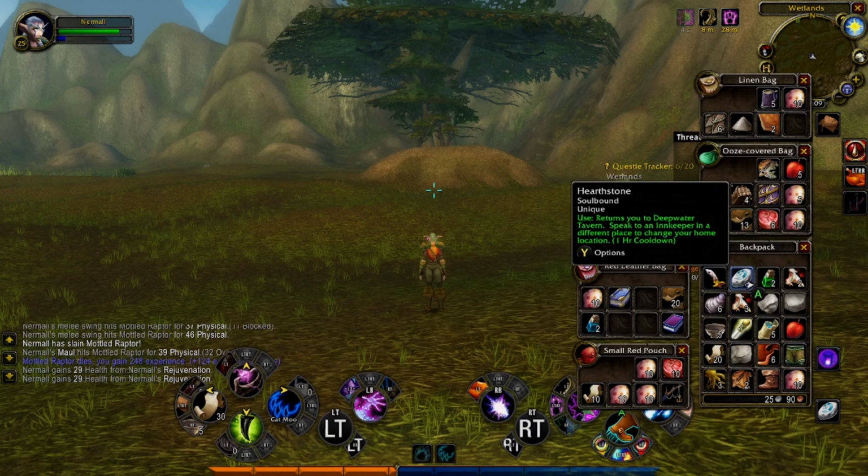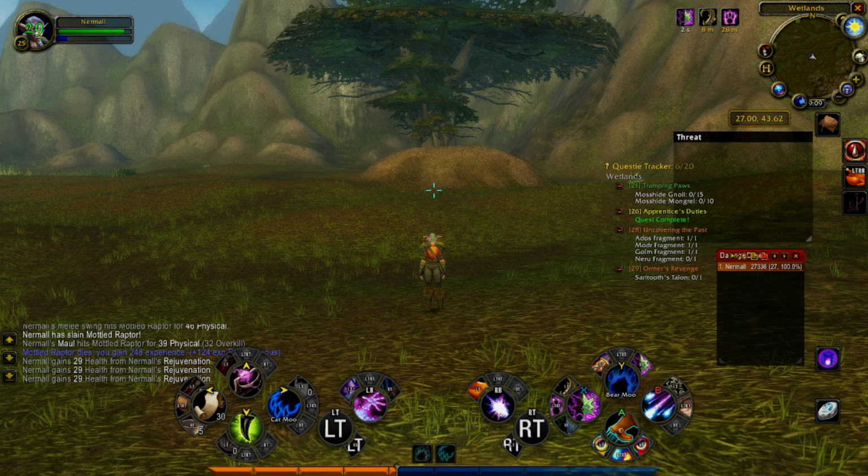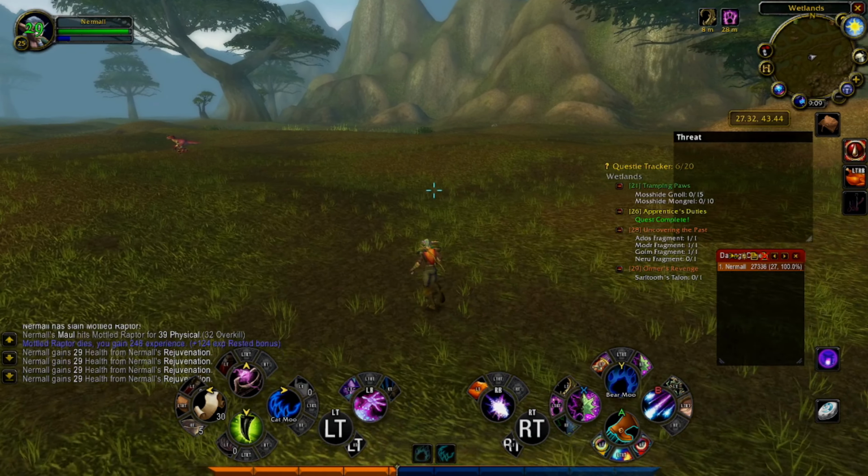Oh, I have a sharp claw. I can send that for rage potions. Hooray!